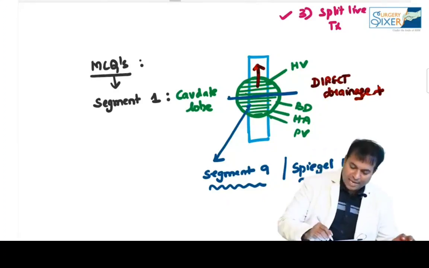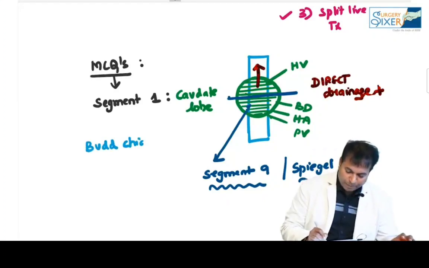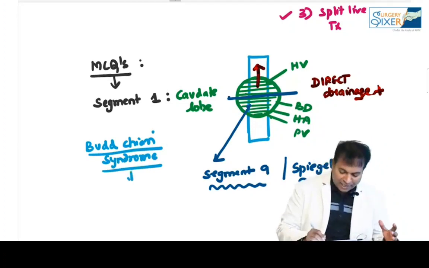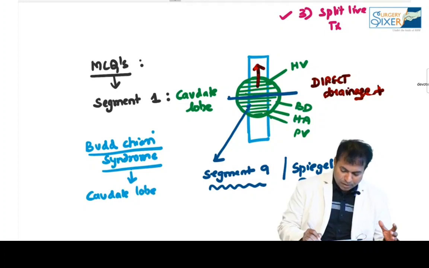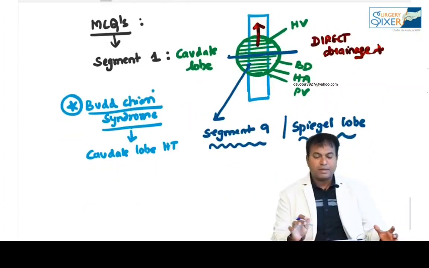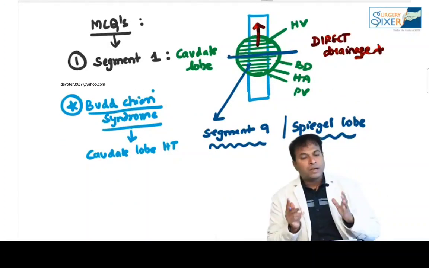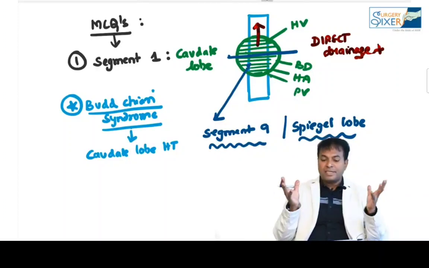And please don't forget, in case of Budd-Chiari syndrome, this lobe alone is not affected. Why? Budd-Chiari syndrome is a syndrome having hepatic vein thrombosis. So even if there is hepatic vein thrombosis, caudate lobe will not be affected, and there will be caudate lobe hypertrophy seen. So please don't forget these points about segment 1. Segment 1, caudate lobe has a direct drainage to IVC. Therefore, it is enlarged in Budd-Chiari syndrome. Question number 1.